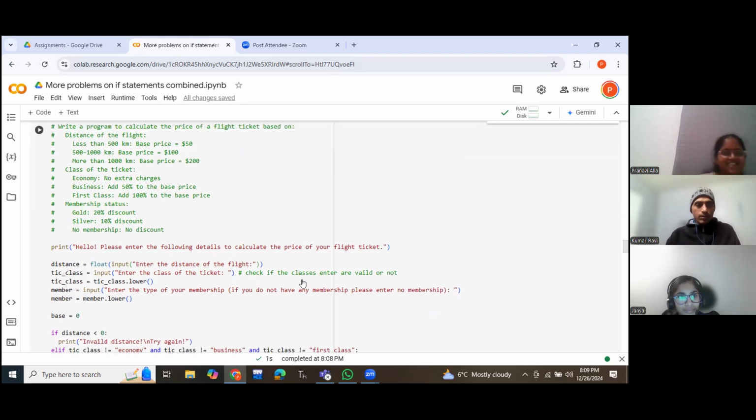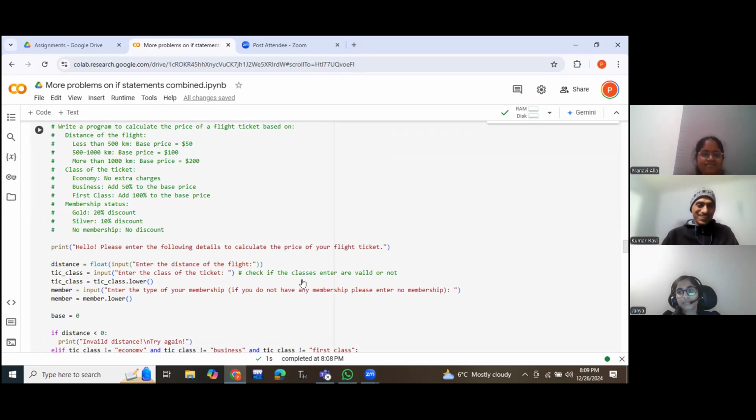Write a program to calculate the price of a flight ticket. This question was good. Distance of the flight less than 500 km, base price $50. If it is this, then $100 for more than this. Class: economy, no extra charges. Business, add 50% of the base price. First class, 100% of base price. Membership status: gold equals 20% discount, silver 10%, no membership, no discount.